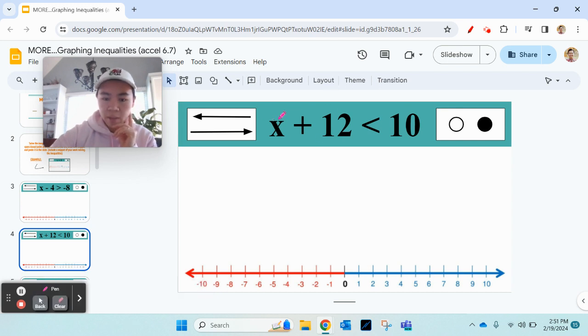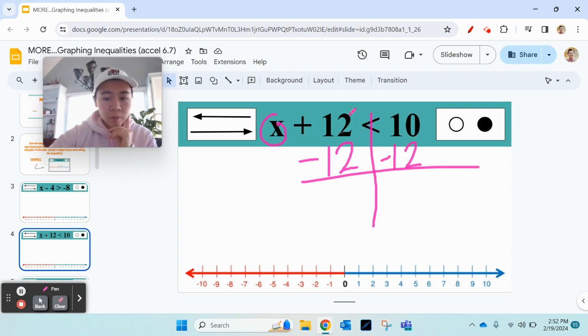All right, this is also a one-step inequality, so it shouldn't be too tough. We're going to do the same thing. Be mindful of our one inequality rule. If you see our variable being multiplied or divided by a negative number, our sign is going to flip. But again, this one is just plus 12, so we're going to subtract 12 from both sides. 12 minus 12 is 0, so our x is going to drop down. Our sign is going to stay the same, less than this time. 10 minus 12 is negative 2.